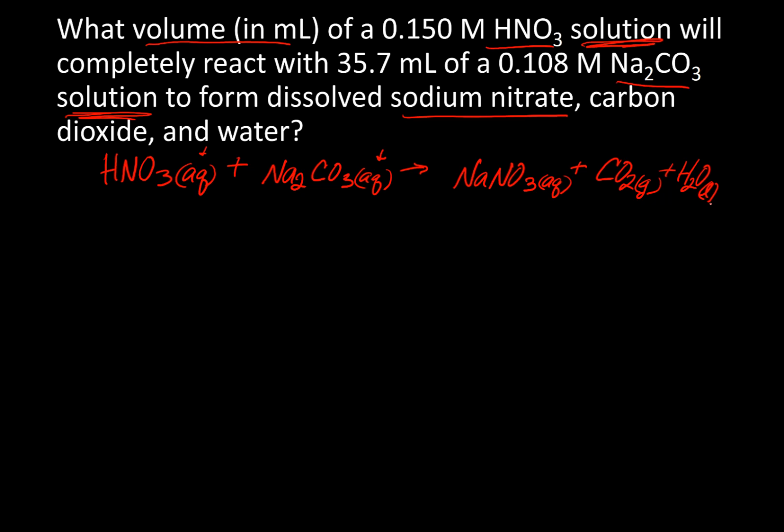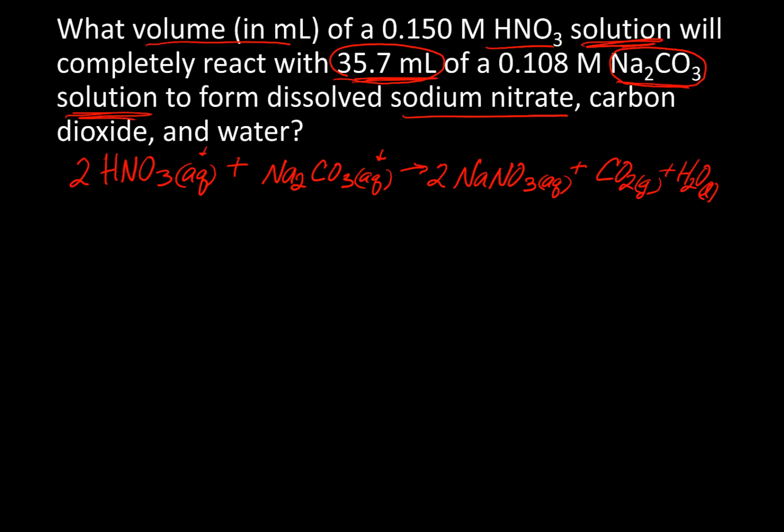And then before you can start this problem, the next thing you need to do is balance the equation. So to balance it, you'd put a 2 in front of the nitric acid and a 2 in front of the sodium nitrate. So now that it's balanced, you can solve this problem. So you want to start with the volume. And what you're going to do is multiply that by the molarity of the sodium carbonate, because you know this is the volume that you want to react.